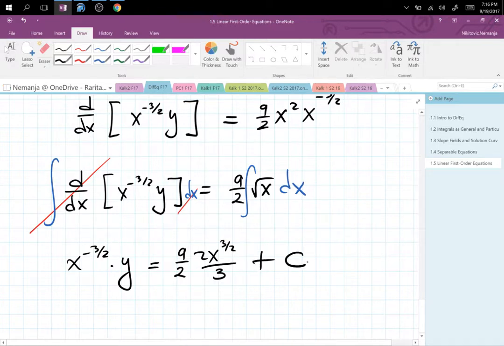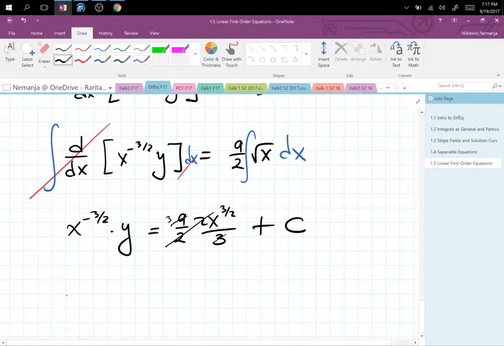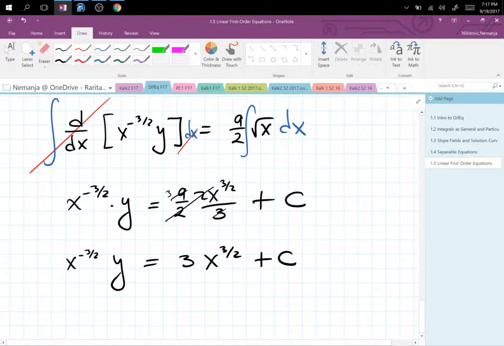Yeah, there is plus c. It's clearly right here. See it? So now 2 and 2 will cancel, 9 and 3 will cancel, giving us 3 there. And we have x to the negative 3/2 y equals 3x to the 3/2 plus c.